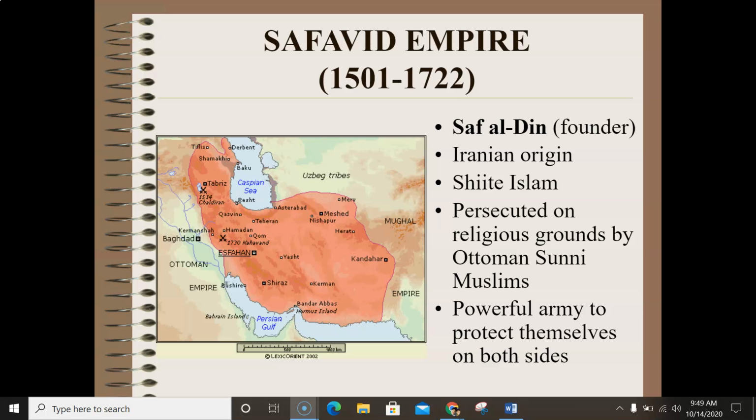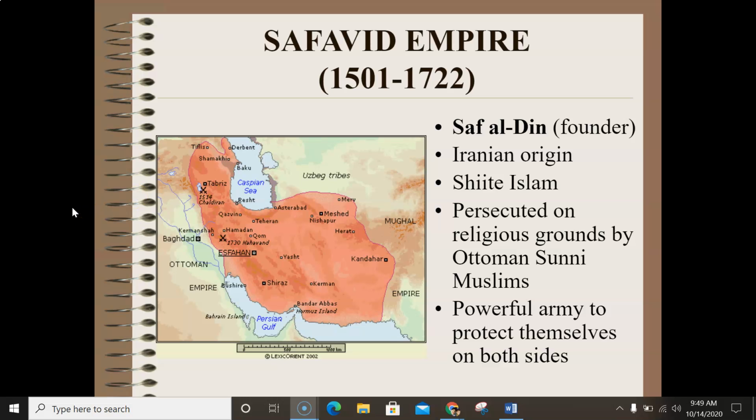Okay, so therefore they believe that the follower or leader should be somebody that's descended from Muhammad. Okay, that's the difference between Shia and Sunni. Now, they were persecuted on religious grounds by the Ottoman Sunni Muslims because of this difference. Because of this, there's an animosity that develops between the Ottomans and the Safavids, and there's various fighting and disputes over their borders, particularly going back and forth significantly here on their western border, or the eastern border of the Ottoman Empire.